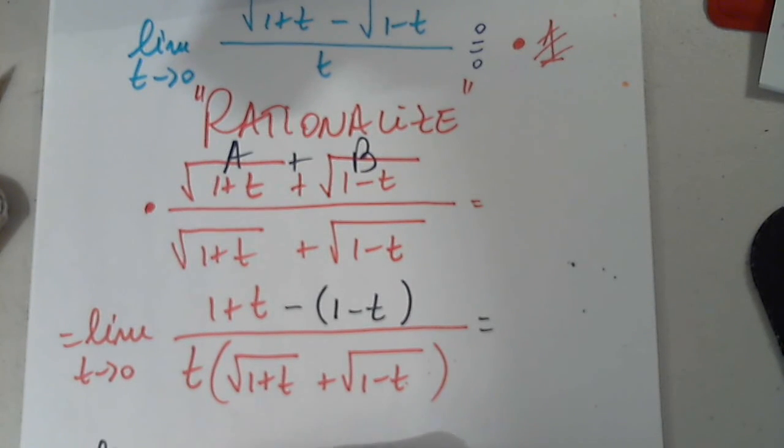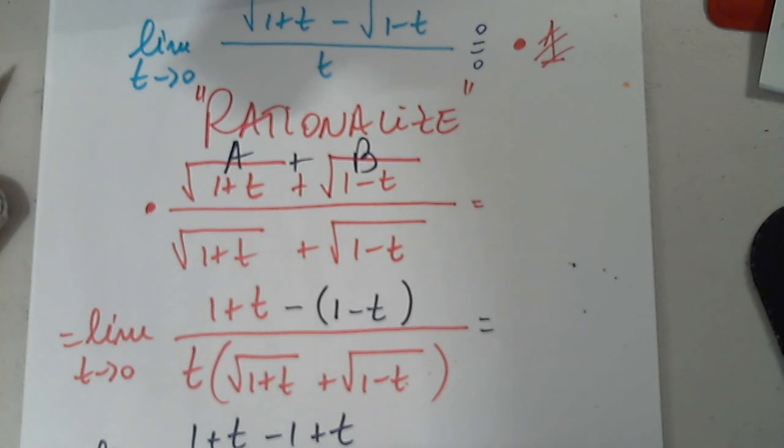So this is the limit as t approaches 0 of (1 plus t minus (1 minus t)) over t times (the square root of 1 plus t plus the square root of 1 minus t) equals. Okay. So then we simplify. What happens next? What do we do next then?